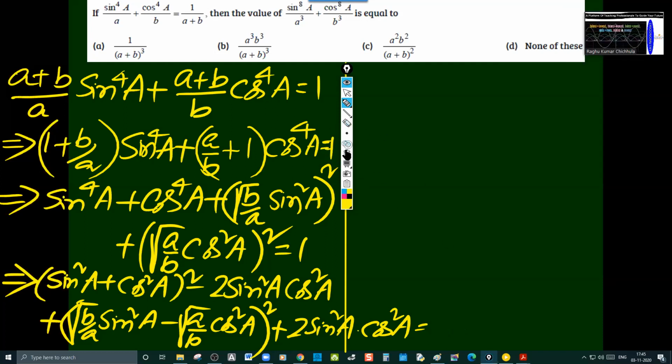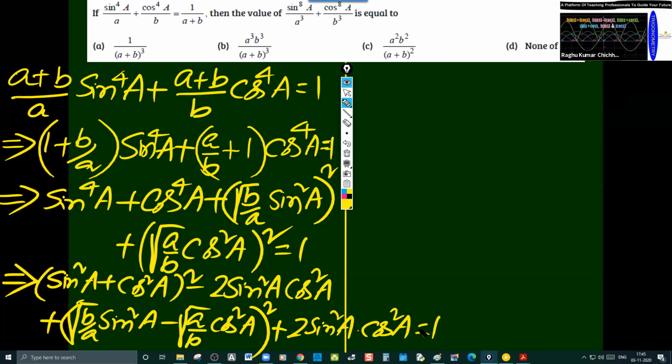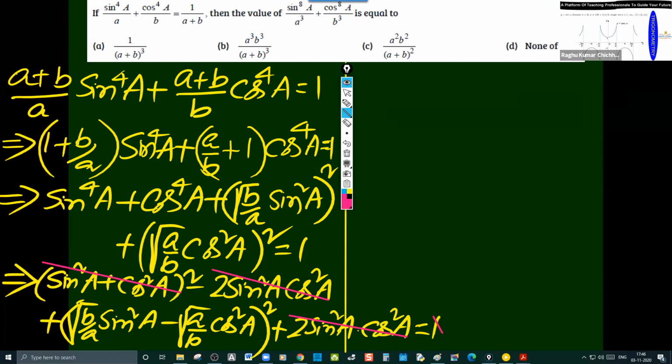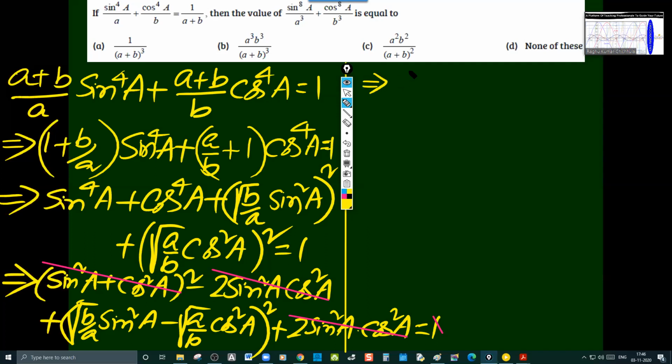Is there any term getting cancelled on both sides, please? 2 sine square A cos square A. That's good. And any more? (Sine square A plus cos square A) whole square and 1. It's 1, this side also 1, getting cancelled. So what is remaining now? Root over B by A sine square A minus root over A by B cos square A, the whole square. Correct.